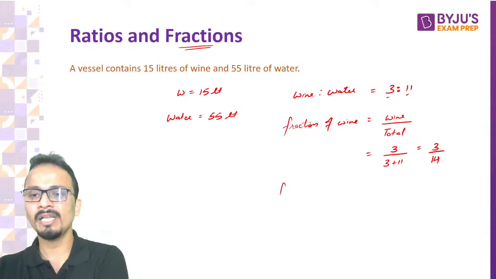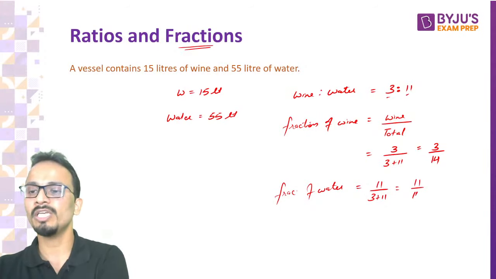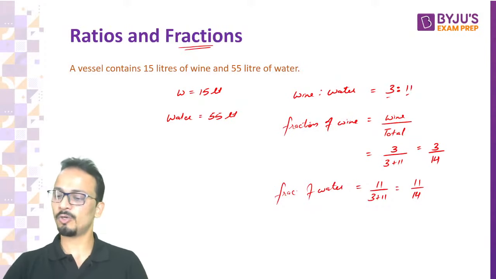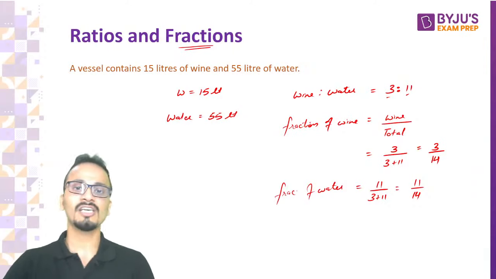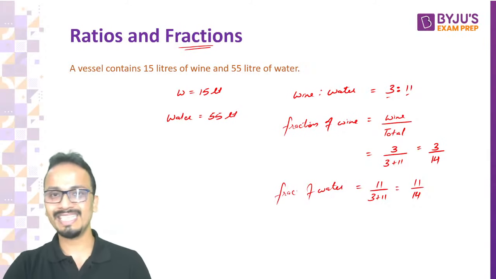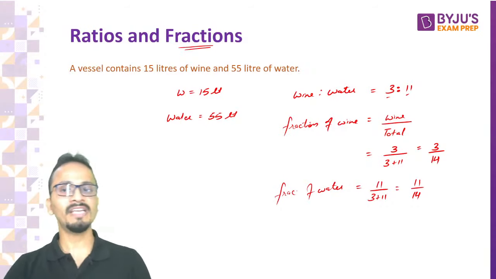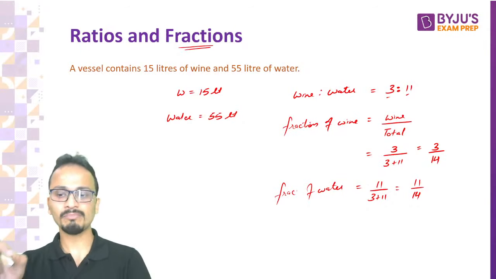Similarly, if I want to find the fraction of water, it will be the part of water, that is 11, again divided by the total quantity, which is 14. So 11 upon 14 will be the fraction of water present in this vessel. Be careful with these terms. Don't consider that the fraction is the ratio of wine and water. No, these are two different things. Ratio of wine and water, fraction of wine, fraction of water, they are absolutely different. So these are some basics.